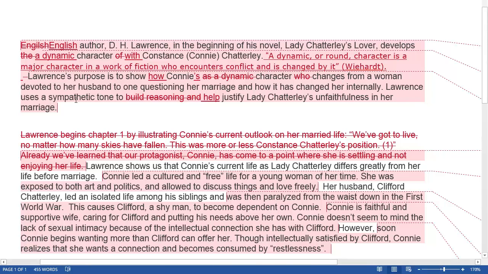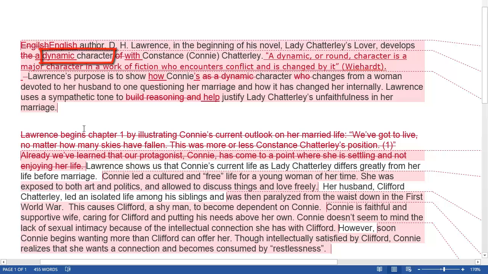So Lawrence uses a sympathetic tone to help justify Lady Chatterley's unfaithfulness in her marriage. So that's the change that happens. She becomes unfaithful. So Lawrence has this tone to help us sort of feel sorry for her and accept what she's done. All right, so now she's got it set up. We got a good thesis. We have a good basis. We know exactly what the rhetorical element is that she's analyzing.